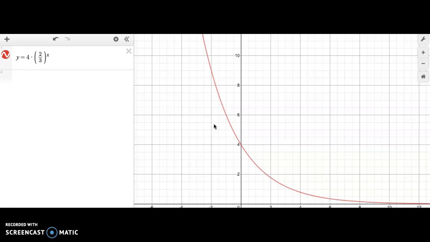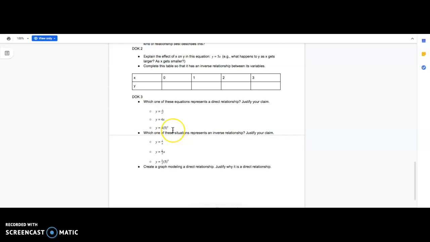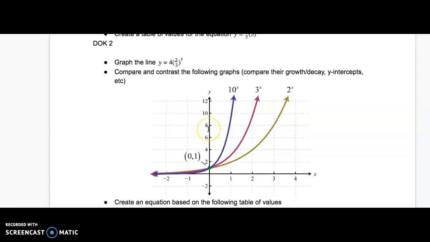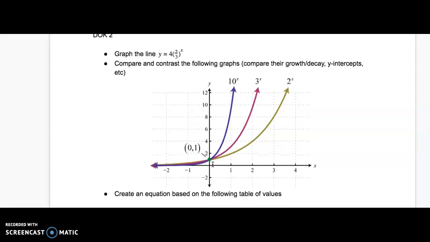Okay, compare and contrast the following graphs. Compare their growths and decay and y-intercepts. So that's for this problem here. All right, so this is the next bullet point for DOK2. Compare and contrast the growths and decay for y-intercepts. So all these are growths, okay? And the y-intercept is all one. They all share the same y-intercept. But they have different growths.